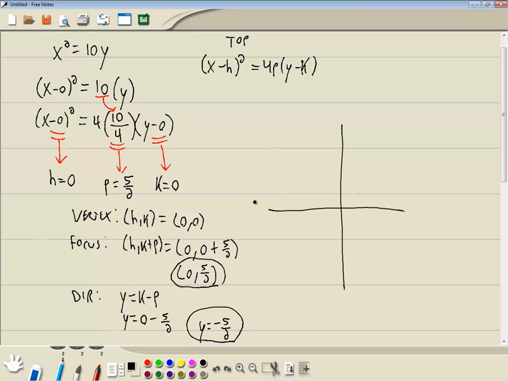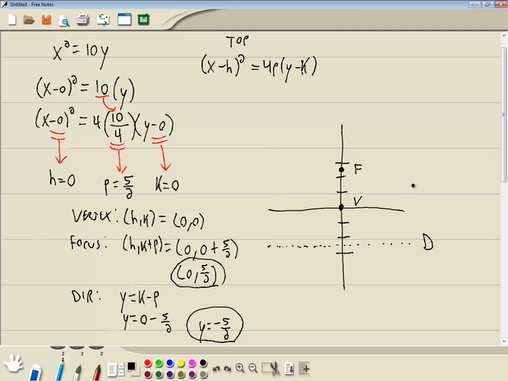Okay, to graph these. Our vertex is 0, 0, right there. Our focus is 0, 5/2. Now 5/2 is 2.5, so that kind of helps you when you go to graph it. Okay, each one of those represents a 1 unit. So 2.5 would be right there. So that's our focus. And directrix is y is equal to negative 5/2, which would be approximately about right there, because that's a negative 2.5.